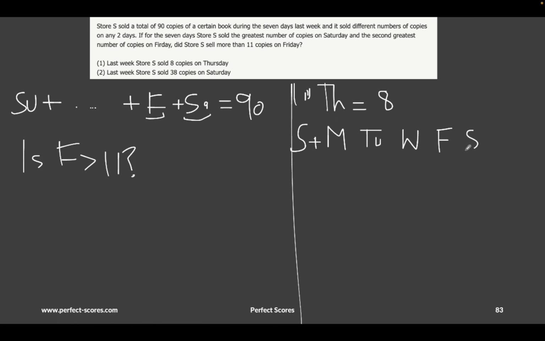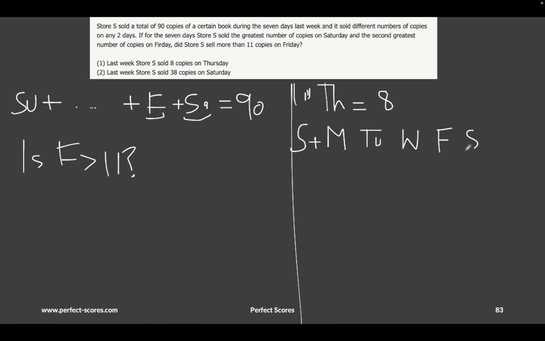So let's try to maximize Friday. If we try to maximize Friday, then we'll have to minimize all this. So if we want to minimize this, what are the smallest values that they can take? Now why am I doing that? Because I need to know the maximum value of Friday. If the maximum value of Friday is actually less than 11, then that solves the question. Or if it is greater than 11, then I'll have to probe a little further.